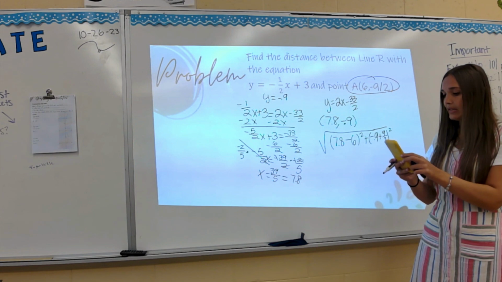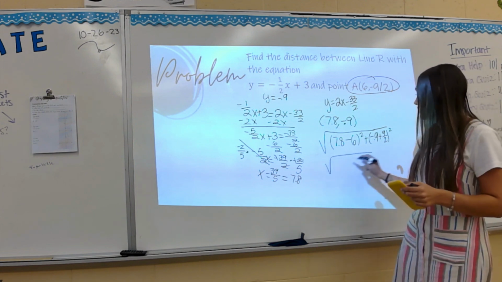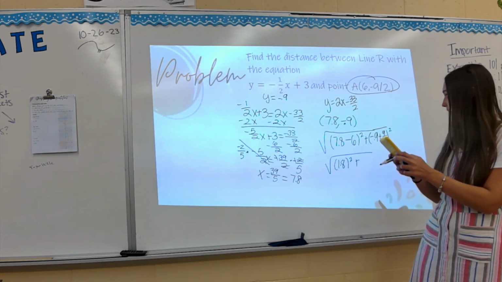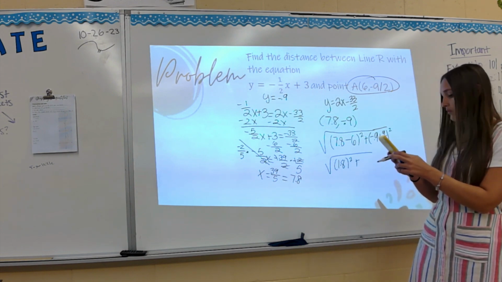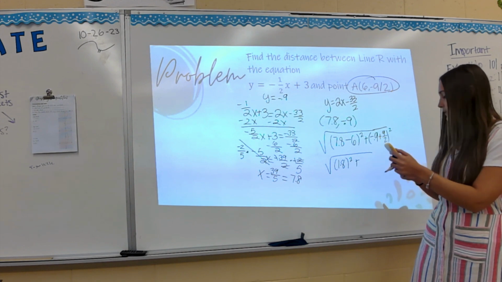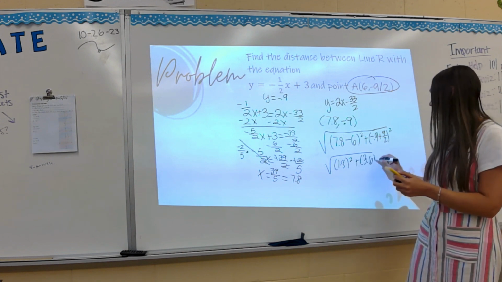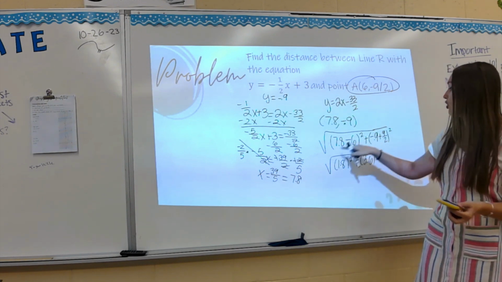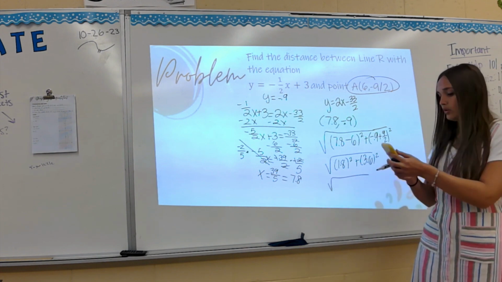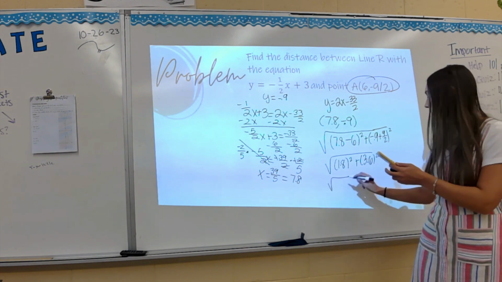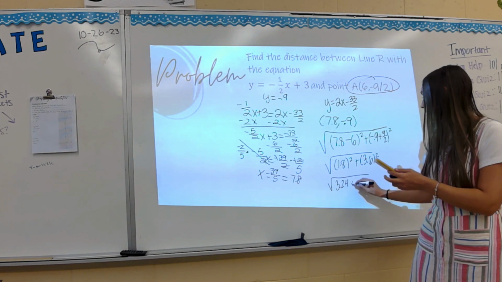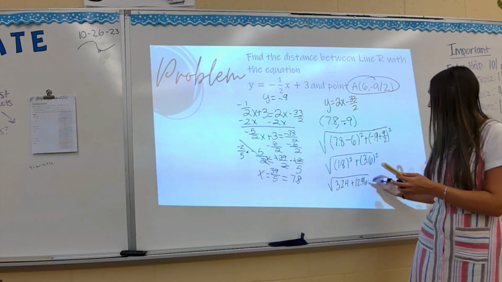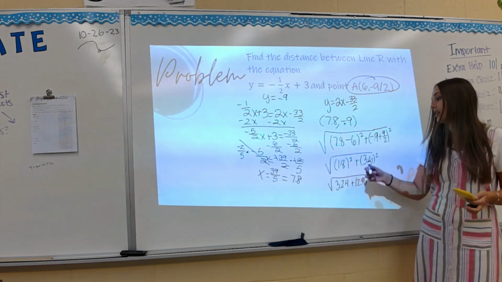So 7.8 minus 6 gives me 1.8 squared, plus -0.9 plus 9 divided by 2 gives me 3.6 squared. Even if this was a negative on the inside, when we square a negative, it becomes a positive. So it should always be a positive on the inside. So 1.8 squared gives me 3.24, plus 3.6 squared gives me 12.96. So I'm just using my distance formula and plugging in.